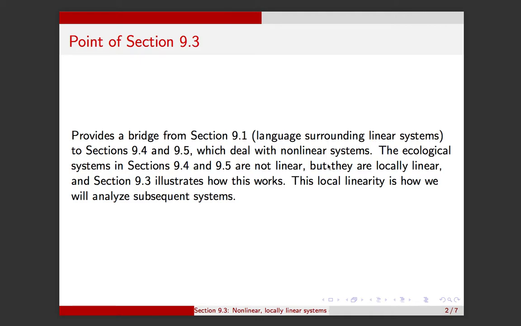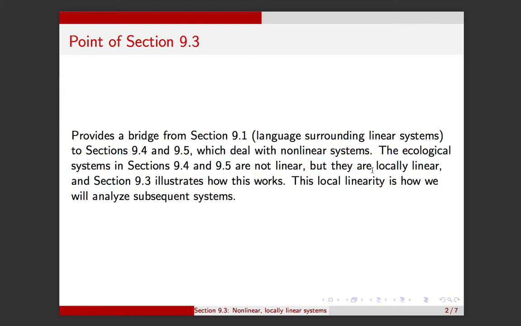So the point of this section is to provide a bridge from section 9.1, and recall section 9.1 only cared about linear systems, and we built a lot of language around slope fields of those. So a bridge from that to sections 9.4 and 9.5, the systems in those sections are non-linear. These ecological models we will study are non-linear. However, they are what is known as locally linear. So section 9.3 is about local linearity.